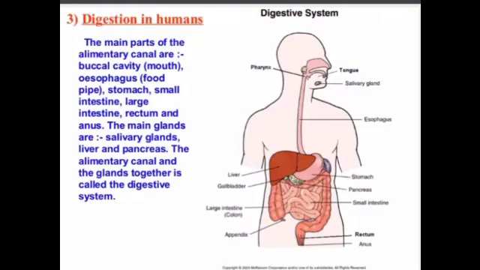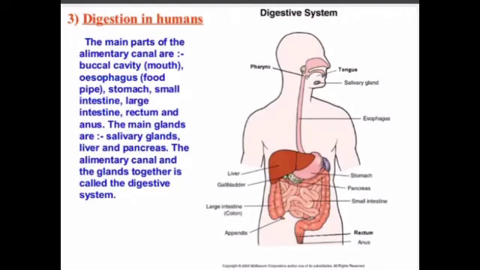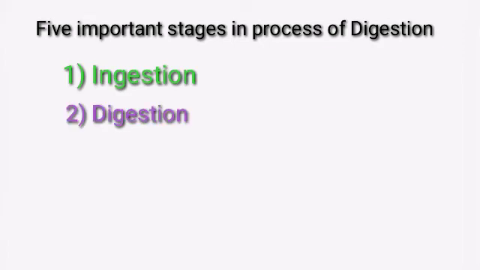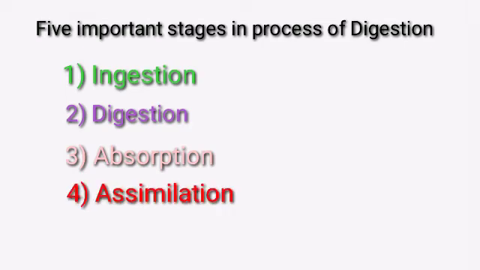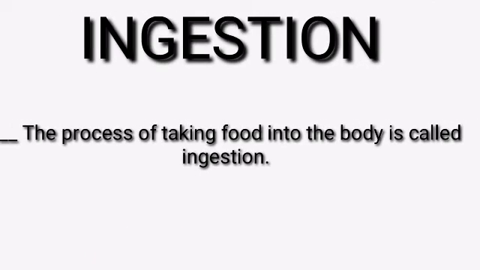Now let us know what happens to the food in different parts of the digestive tract. Firstly, we will see the buccal cavity, that is our mouth. Before we understand the buccal cavity, I want you all to know that there are 5 important stages in the process of digestion. They are ingestion, digestion, absorption, assimilation, and egestion. Let us look at the definition of all the 5 one by one.